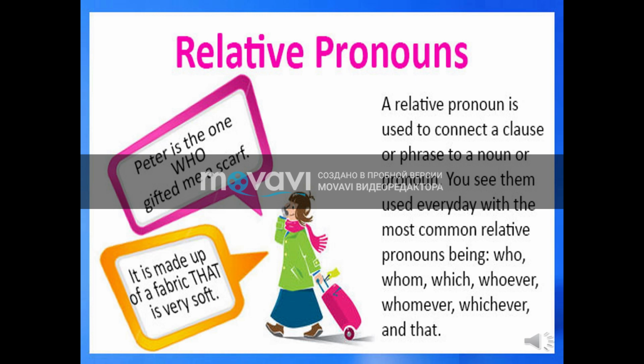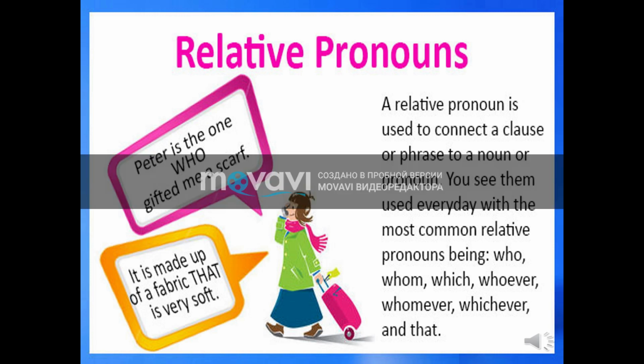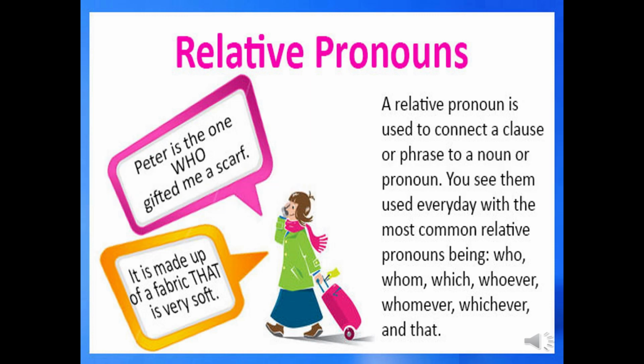A relative pronoun is used to connect a clause or phrase to a noun or pronoun. You see them used every day with the most common relative pronouns: who, whom, which, whoever, whomever, whichever, and that. For example, Pete is the one who gave me a scarf. It's made up of fabric that is very soft.